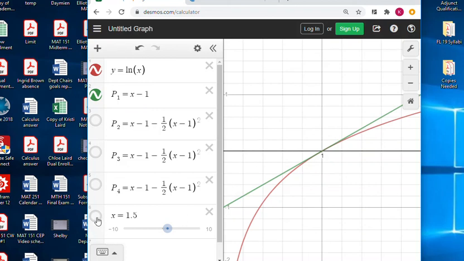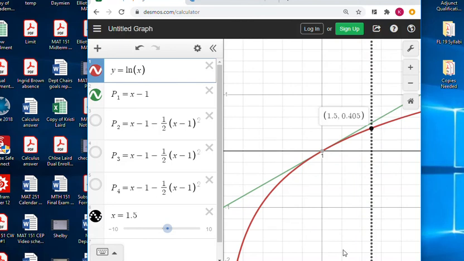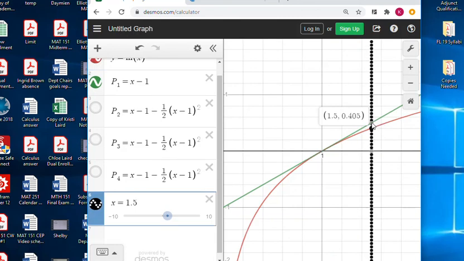I'm also going to go ahead and add this dotted line, which represents x equals 1.5. So you can kind of see there's the actual value of ln x, 0.405 up to 3 decimal places. And there it is on the linear approximation, 1.5, 0.5. Right. Let me get rid of all those. I did that one twice. Come on, there we go.